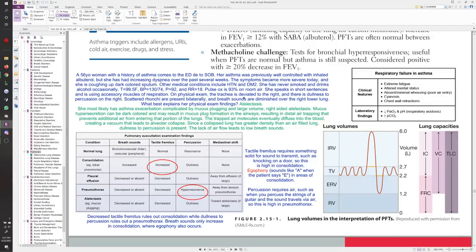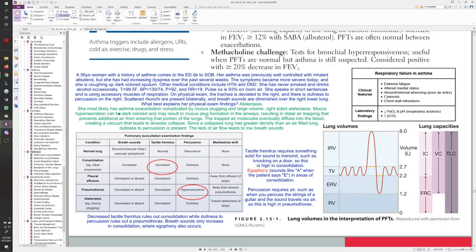On physical exam, the trachea is deviated to the right and there is dullness on percussion on the right. Scattered rhonchi are present bilaterally and breath sounds are diminished over the right lower lung. What best explains her physical exam findings? So obviously what happened to her is explained by atelectasis. Her right lung is definitely destroyed, right? And she needs treatment right away. She most likely has asthma exacerbation complicated by mucus plugging and a large volume right-sided atelectasis.